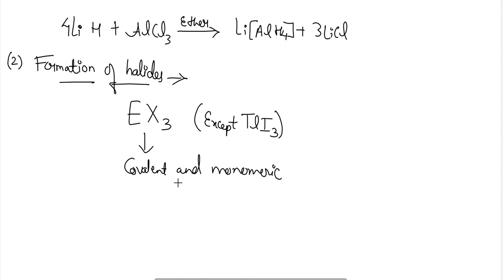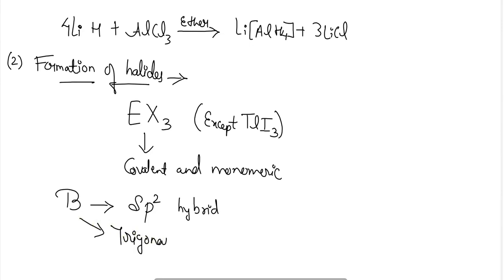Here we will see that in the case of halides, the boron has sp2 hybridization. The sp2 hybrid orbitals are present, which adopt a trigonal planar structure to form the halides. To form the halides, it has a trigonal planar structure.